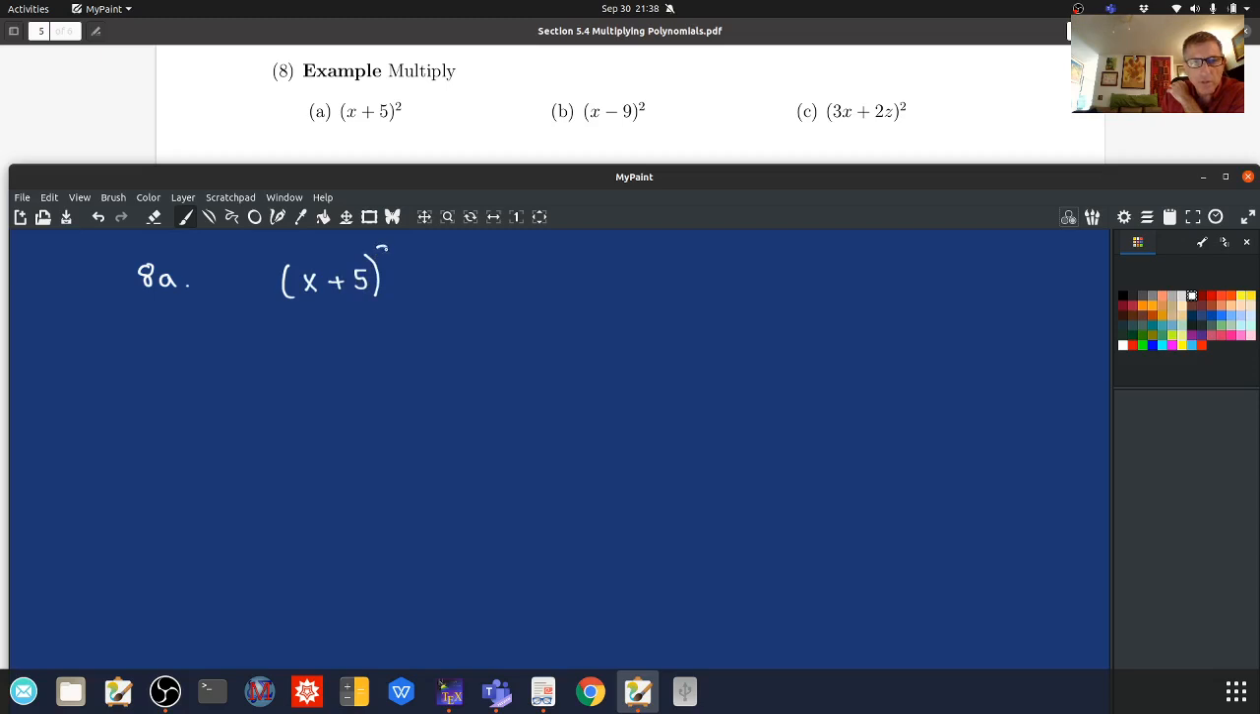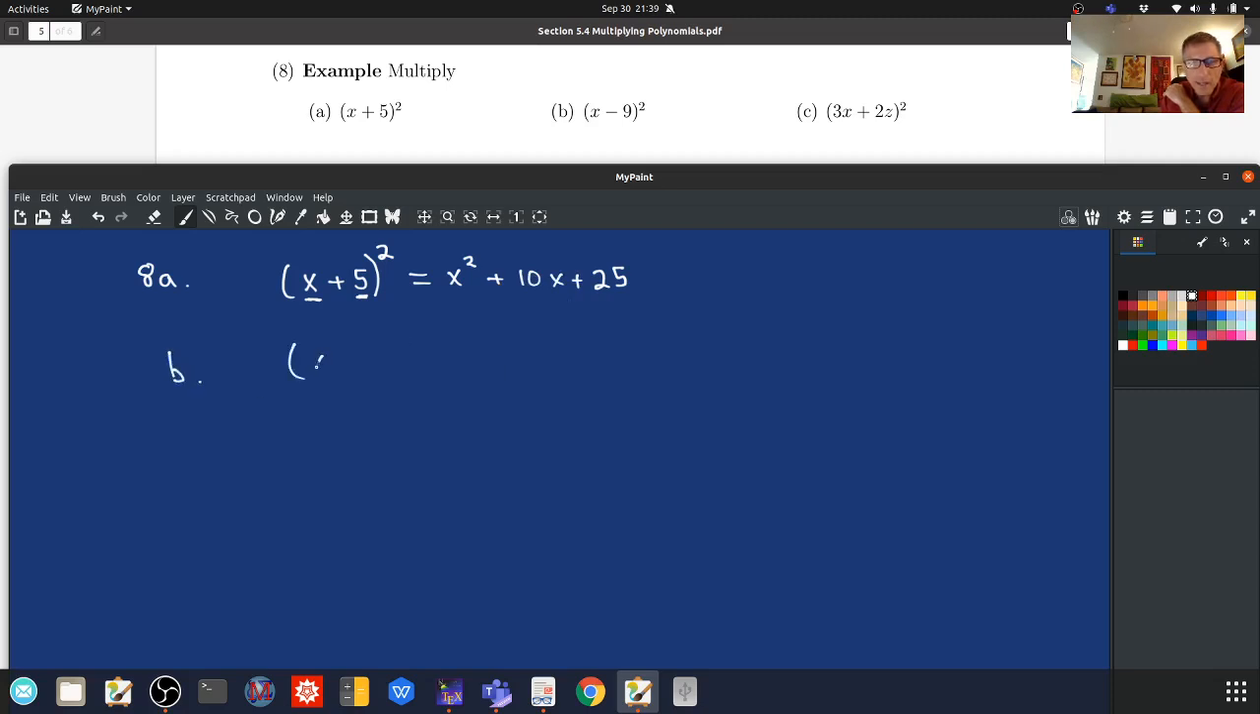So notice the square here. What I do is I take the first term, x, whatever it is, and I square it. And I take the last term and I square it. So 5 squared is 25. Then I multiply 5 times x to get 5x, and then multiply that by 2. So 5x times 2 is plus 10x. See how easy that one was?